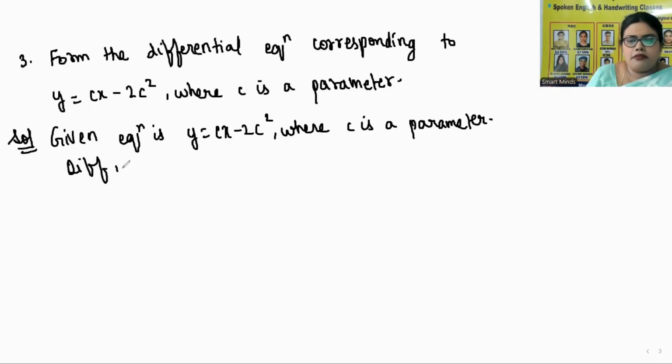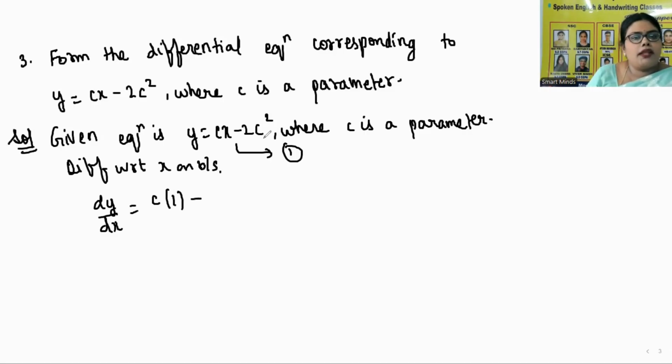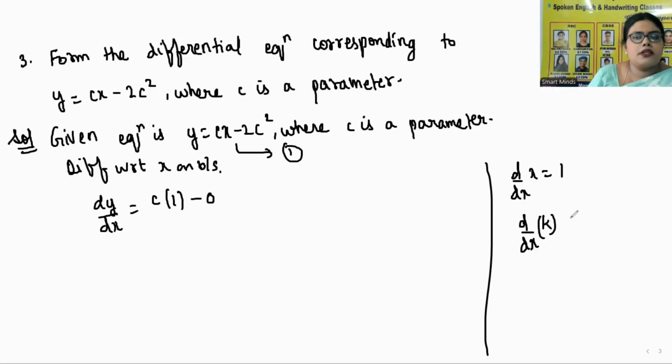Now differentiating with respect to x. Let us take this as equation number 1. Differentiating with respect to x on both sides, the derivative of y is dy/dx. c is a constant, the derivative of x is 1. Minus 2c² is a constant, and the derivative of a constant is 0. What derivatives have we used here? d/dx of x is 1 and d/dx of a constant is 0. So we got dy/dx = c.